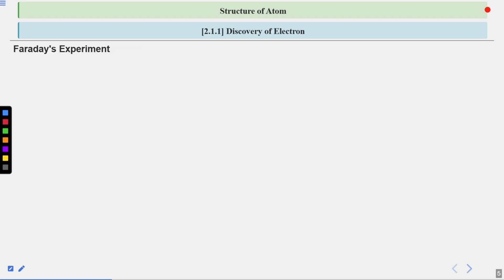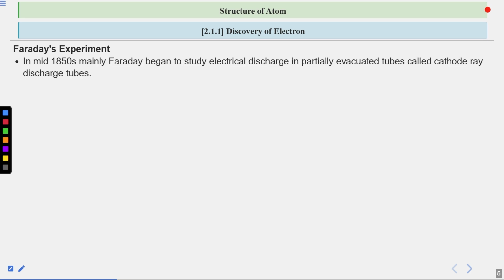We'll start with Faraday's experiment. So what was Faraday's experiment? In the 1850s, Faraday began to study the electrical discharge. Now what is electrical discharge? Here we apply a very high voltage across a vacuum tube where the air is present at a low pressure. Now these tubes are called the cathode ray discharge tubes. Remember, Faraday was the one who studied this, and Thomson tried to explain the characteristics of the rays that were produced.